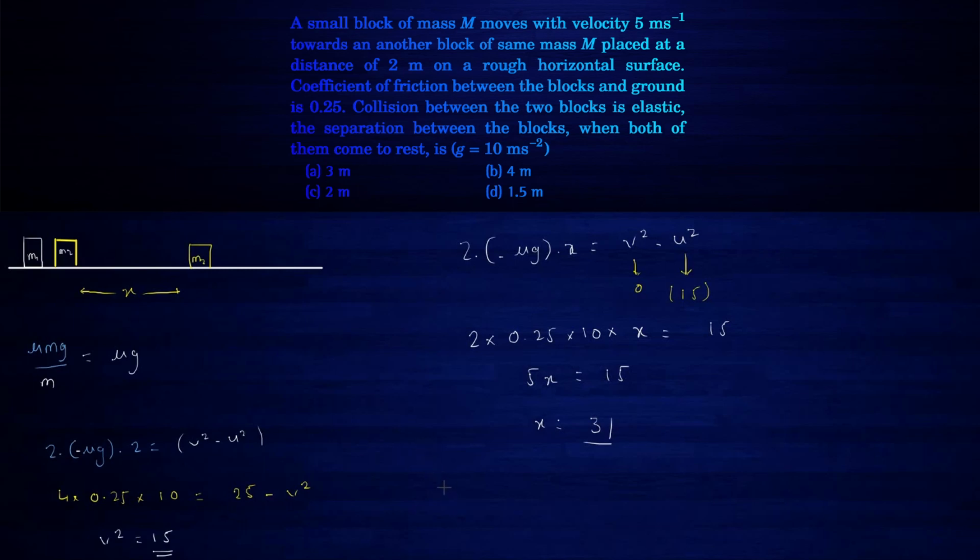So the distance moved by block M2 after collision is 3 meters, and that is going to be the distance between M1 and M2, as M1 stops at this position and M2 begins at this position. So the distance between M1 and M2 will be the distance traveled by M2 before it stops.